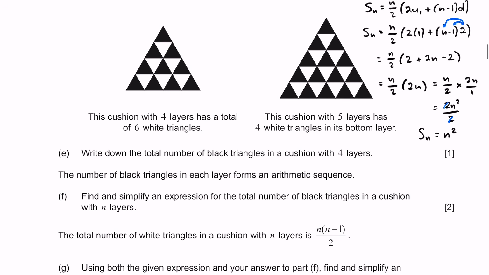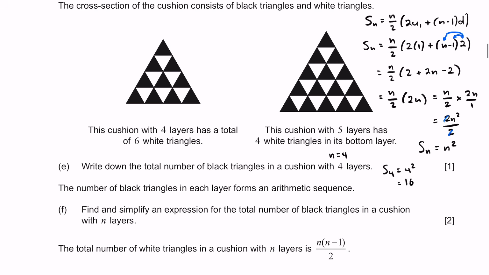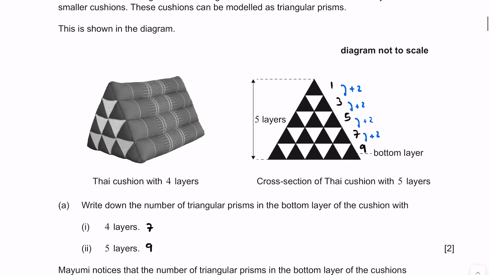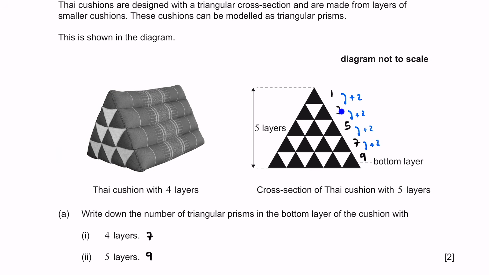All right, part E. Write down the total number of black triangles in a cushion with 4 layers. In this case, they give us the value of n. n is equal to 4. So S4 is equal to 4 squared, which is equal to 16. If you wanted to, you could also just count up to 4 layers, like we had here. So 1 plus 3 is 4, 4 plus 5 is 9, 9 plus 7 is equal to 16.